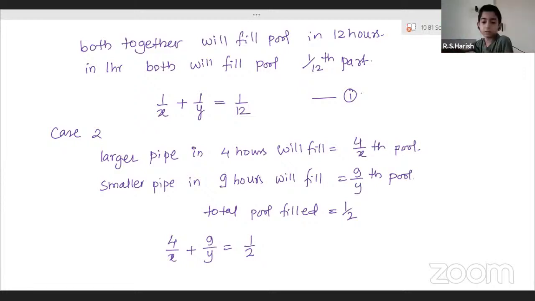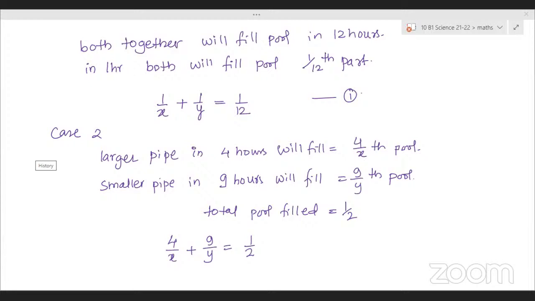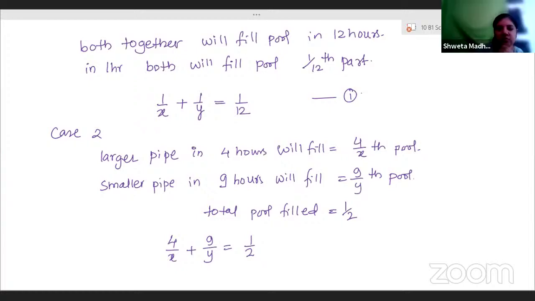From Y is equal to 30. Yes, right. Ma'am, in answer A, I'm getting 2 by 15. Therefore, X, I'm getting 7.5. No. Check again.